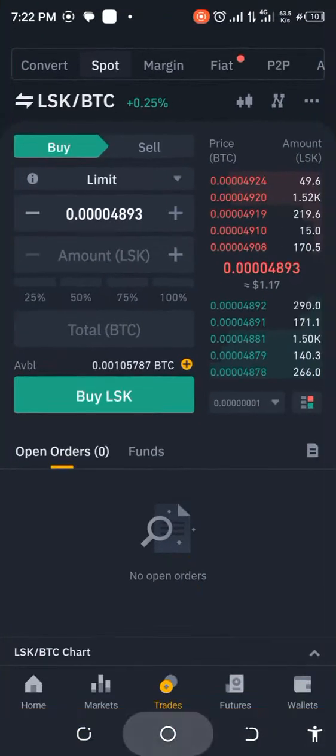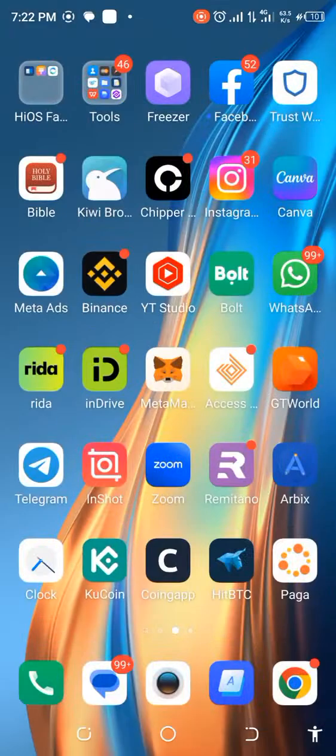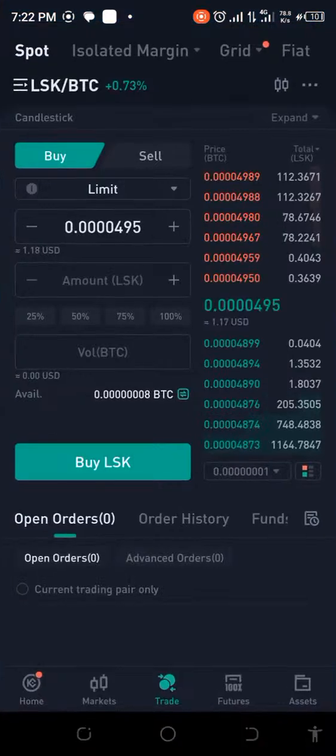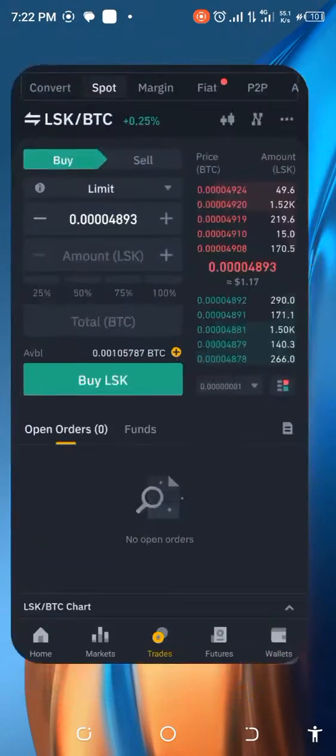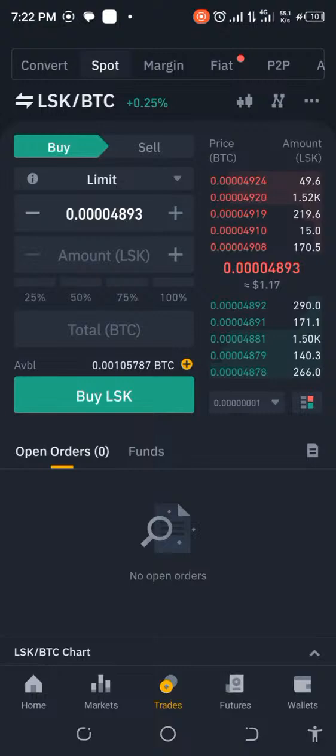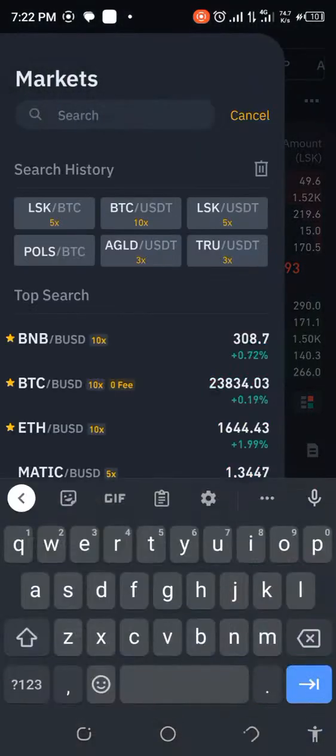0.0048893. And on KuCoin, it is, let's go check, 495. So we have a difference there. So what we're going to do is go back to Binance and try to buy this. I already have changed $25 worth of USDT to BTC.